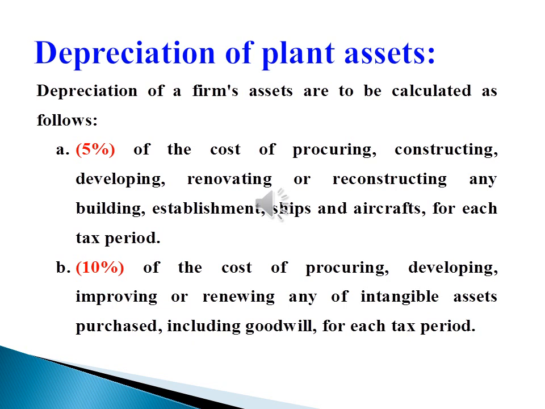Depreciation of plant assets. Depreciation of plant assets is to be calculated as follows, according to the requirements of the law. Number 2. 5% of the cost of procuring, constructing, developing, renovating, or reconstructing any building, establishment, ships, and aircraft for each tax period. Number 3. 10% of the cost of procuring, developing, improving, or renewing any of the intangible assets purchased, including goodwill, for each tax period.